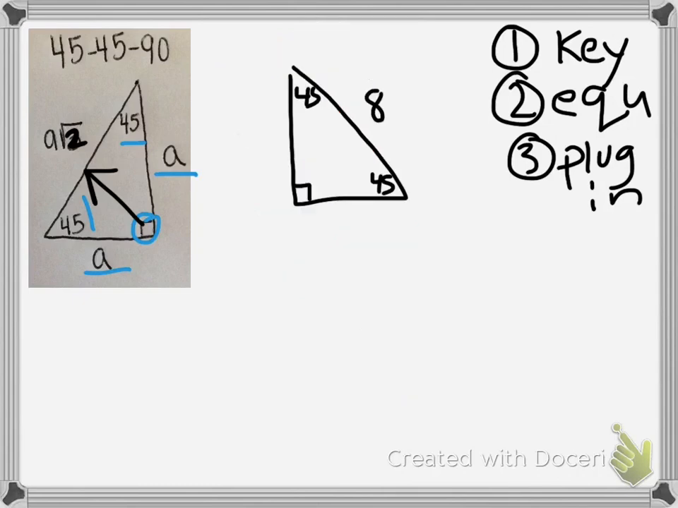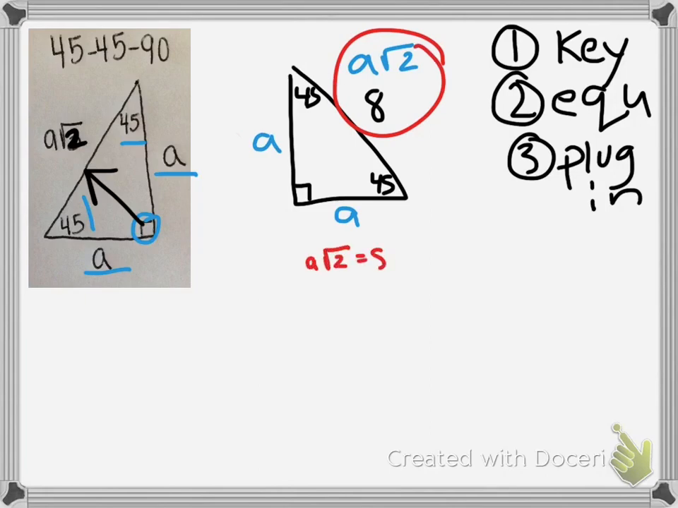Okay, let's look at our next one. First step, key. 8 root 2. Second step, equation. Where do I have two things? Right here. I'm going to make an equation with that. So I have A root 2 equals 8. I'm solving for A, so I divide by root 2.